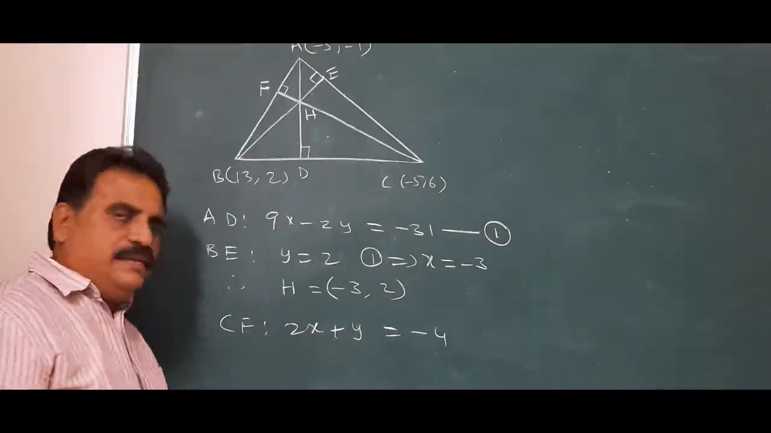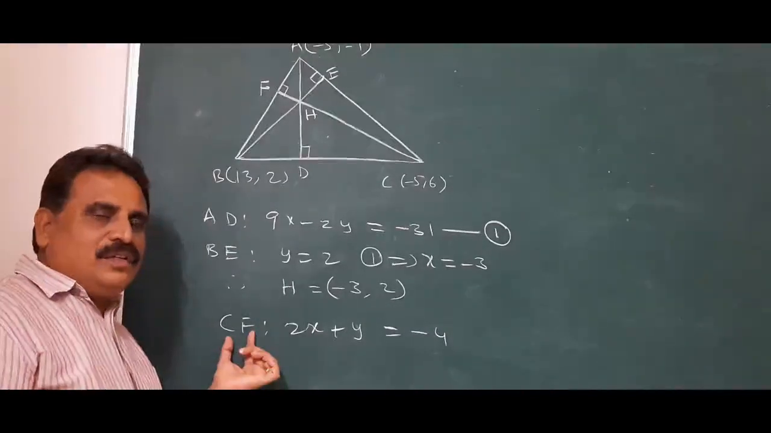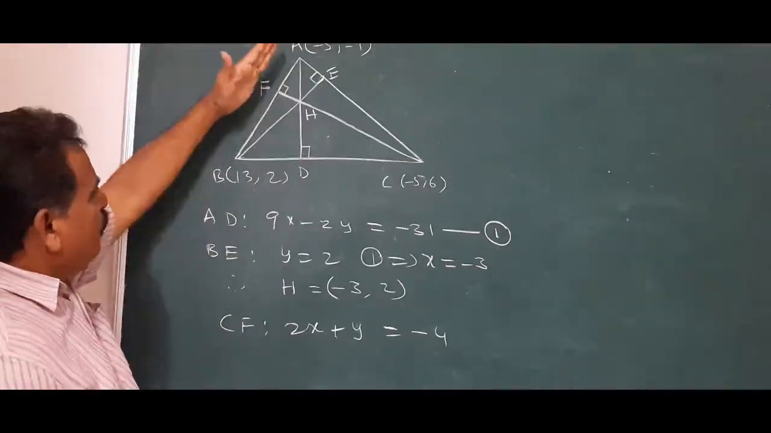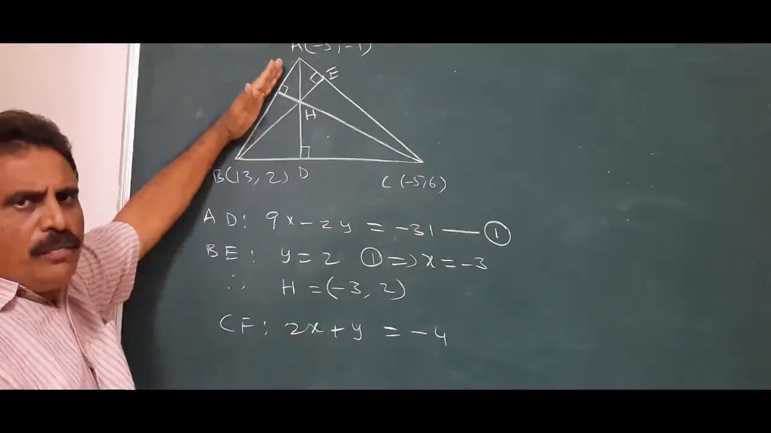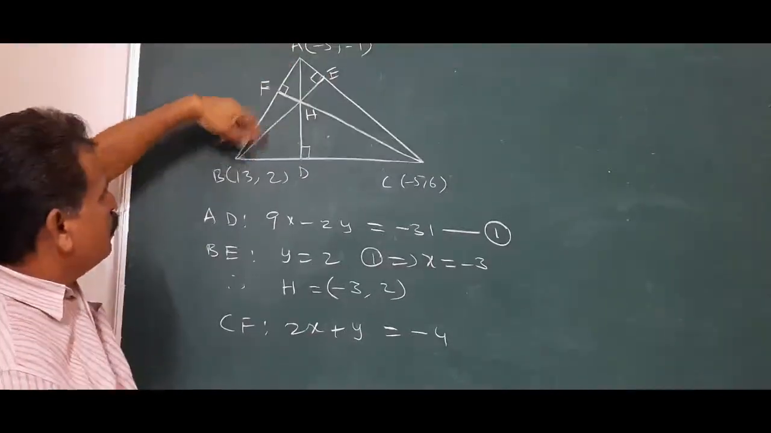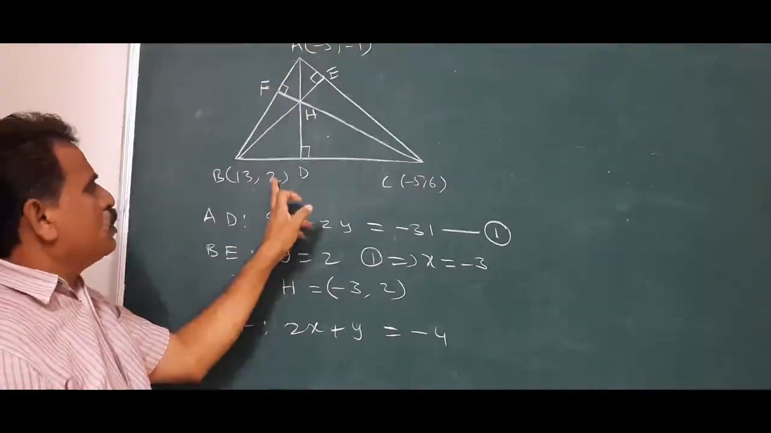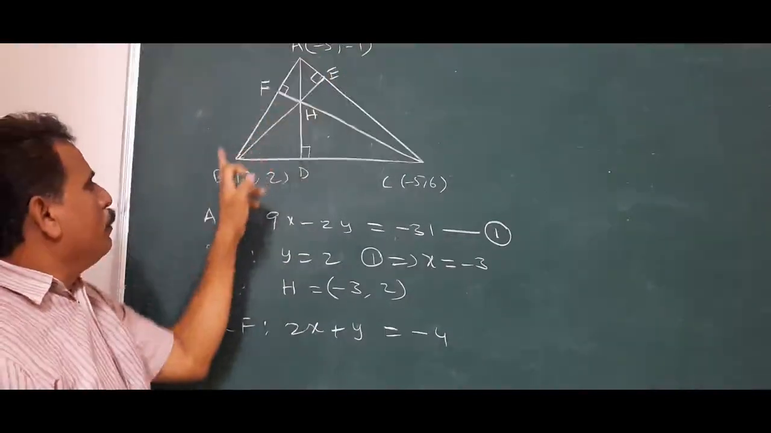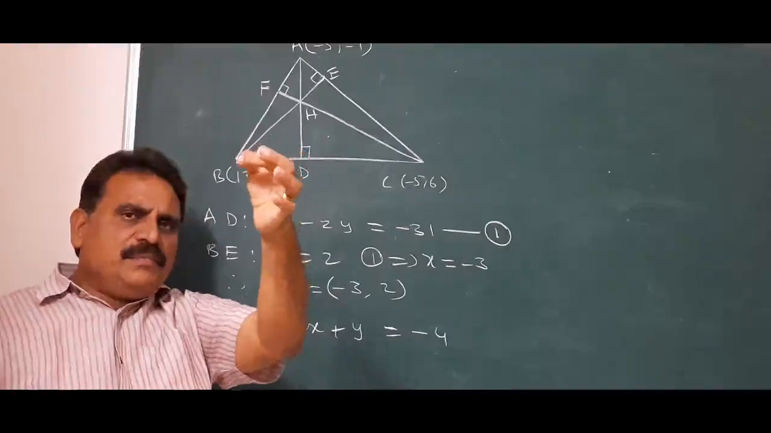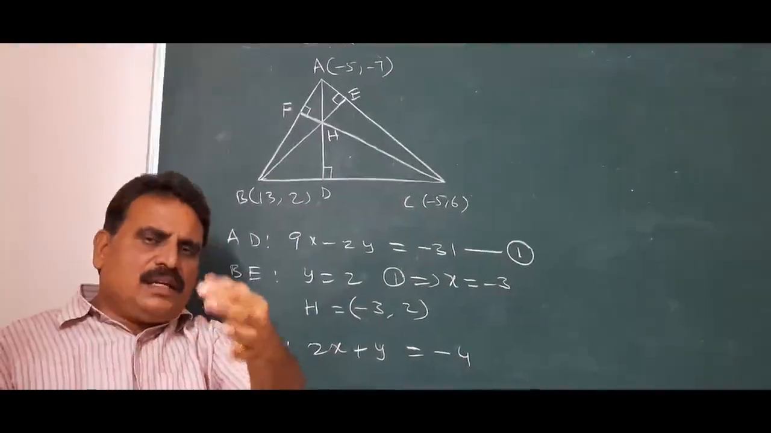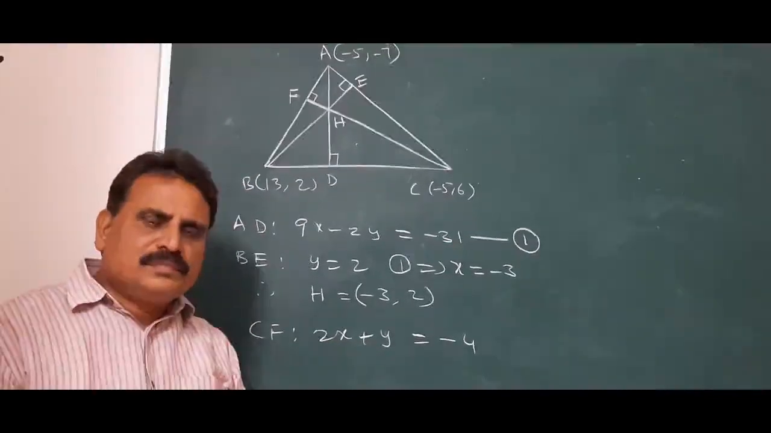Look here again, the CF equation. This is another method to find the CF equation: find the slope of AB, keep that in mind, and then you can write the perpendicular slope. Slope of AB is minus 7 minus 2, the y coordinates difference, minus 9 by minus 18, that is 1 by 2.